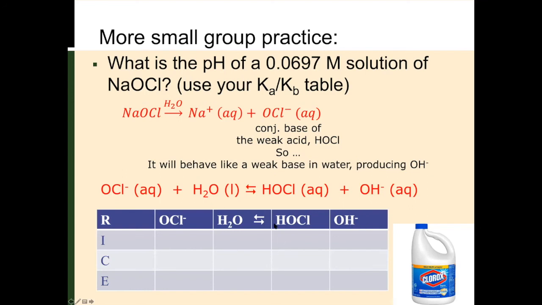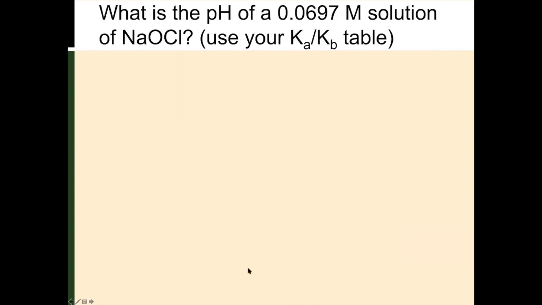Then I plug in all my numbers. I've got the molarity value, I put that there, x that out, 0, 0. And then as before, it's going to shift to the right, so minus x, plus x, plus x. I just bring the columns down. Now I'm going to take these terms in my E row, and substitute them into the expression for the Kb. So you get this.